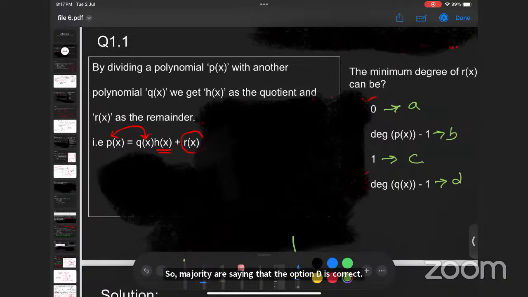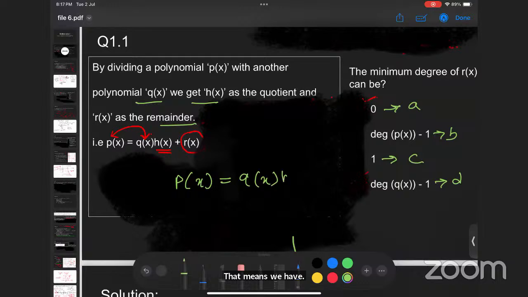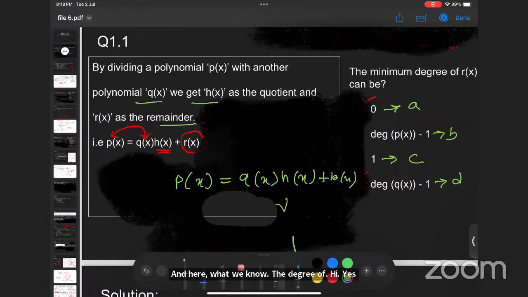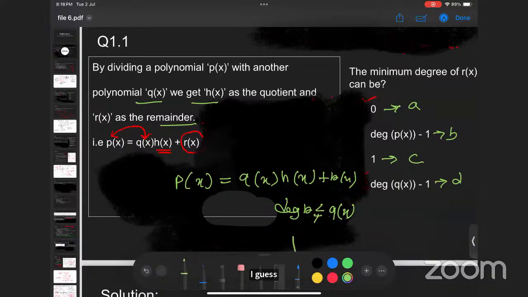Let us see which is the correct option. So we have polynomial P and another polynomial Q, and we get H as the quotient and R as the remainder. That means we have this equation, right? And here, what we know is that the degree of R is strictly less than the degree of Q(x). Correct? We already know this statement, right? Am I right? Yes, ma'am. So the degree of R is strictly less than Q.